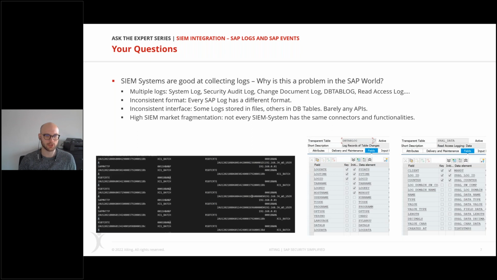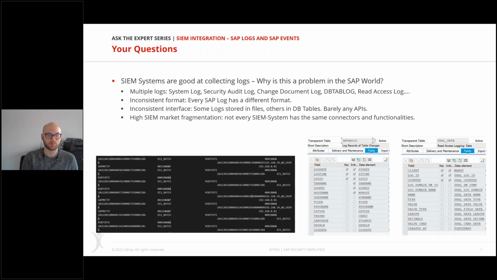Then we have the table change logs in the middle, at least the structure. And on the right-hand side, we have the read access log. And you see that there are differences in the structure and in the format. Just a small example: in the table change log, you have a date field and a time field. Okay, and in the read access log, you have a timestamp, which combines the date and the time.